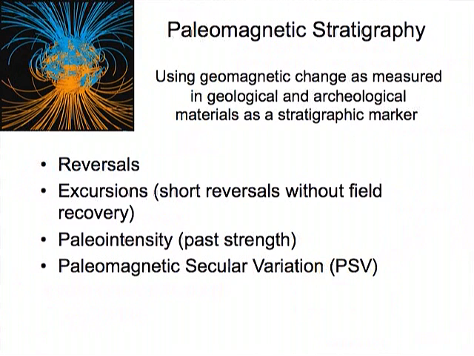Okay, paleomagnetic stratigraphy, which we're going to focus on, is really the use of geomagnetic change as measured in sediments or rocks or other geological materials and archaeological materials as a stratigraphic marker. And this comes in kind of four flavors: reversals, excursions, paleointensity, and paleomagnetic secular variation. And I figured I'd run through, because this is a broad audience, examples of each of these and where we are presently in the basic state of the art.